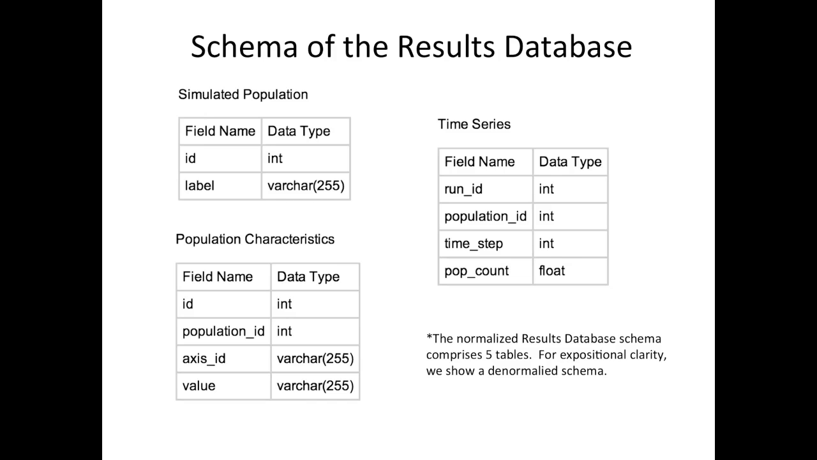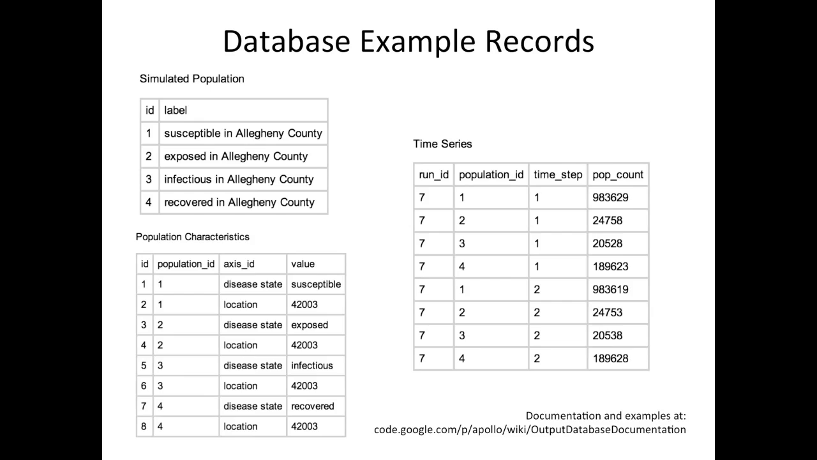The time series entity represents the count of each simulated population for each time step of a simulation. This slide shows example output for a simulation that has just 4 simulated populations, those individuals who are susceptible, exposed, infectious, and recovered in Allegheny County, NSIDS code 42003. The time series table on the right shows how the counts of these 4 simulated populations changed from time step 1 to time step 2.